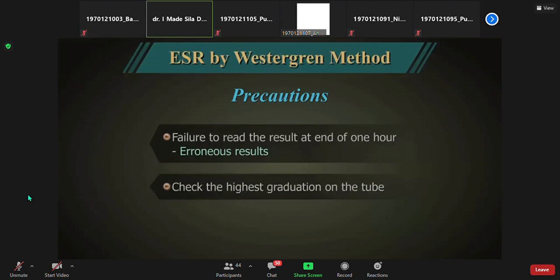Always check the highest graduation on the tube. This will give you the linearity of the test. If inter-lab comparisons are used as a method for proficiency testing, confirm that the other lab also performs tests with tubes of the same graduations.